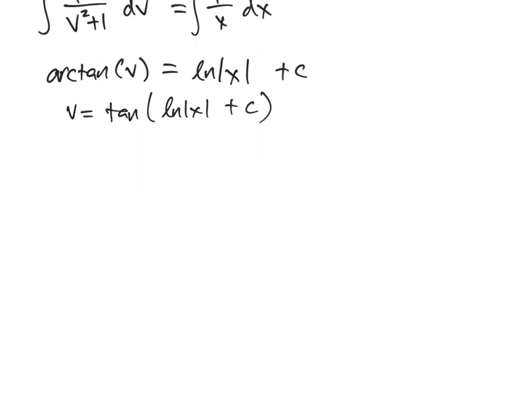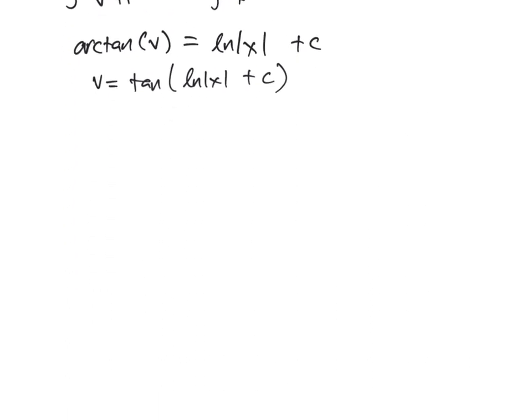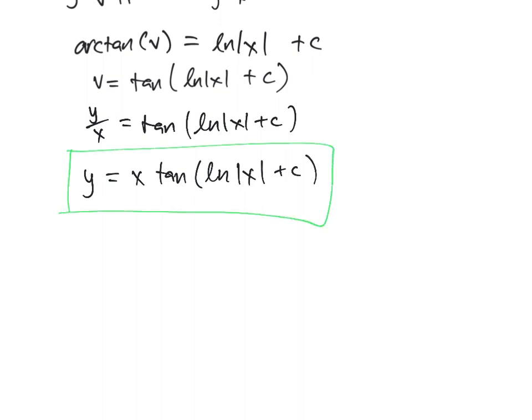There we go. Now we actually want our answer. We're looking for y, not v. But that's okay because we have our substitution. We just substitute it back. So v equals y over x equals tan of all this stuff. Now we can solve for y just by multiplying the x over, and we get y equals x tangent of ln of x plus a constant. And that is our final answer.